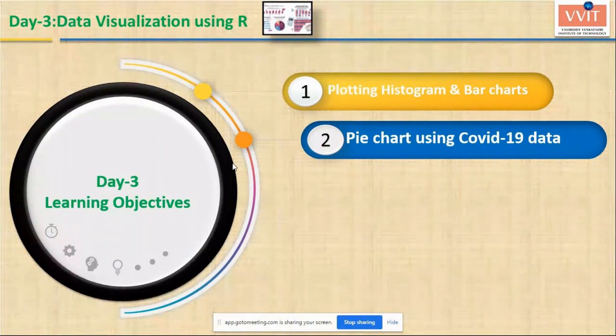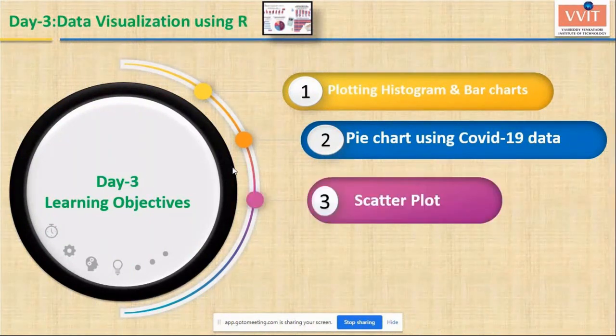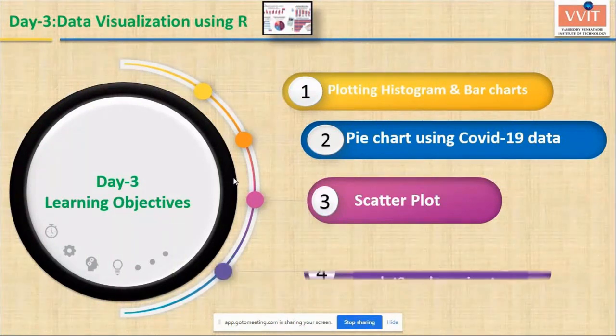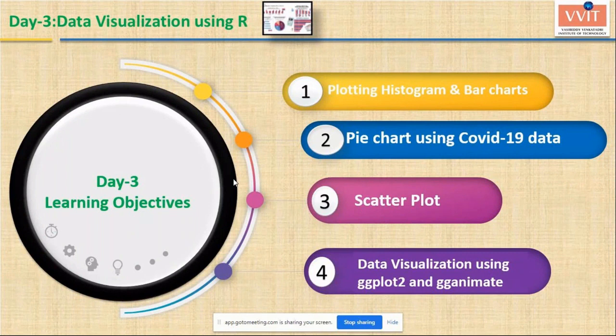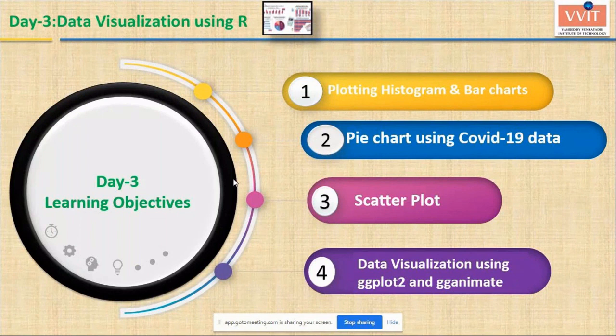I have taken an example of COVID-19 data to plot a pie chart and scatter plot. It is also another plot where you can show the correlation between two parameters. And the last one, data visualization using the special package called ggplot2, and we want to create animated plots, so we can create animated plots and store them as a GIF file, using gganimate. So data visualization using ggplot2 and gganimate is the last topic.